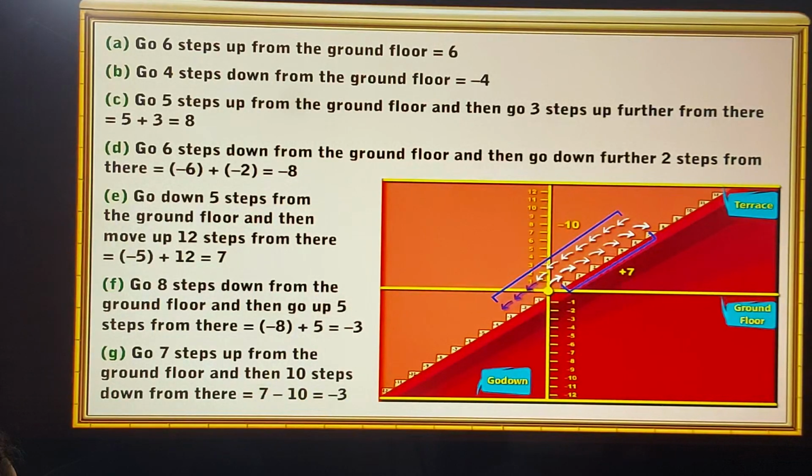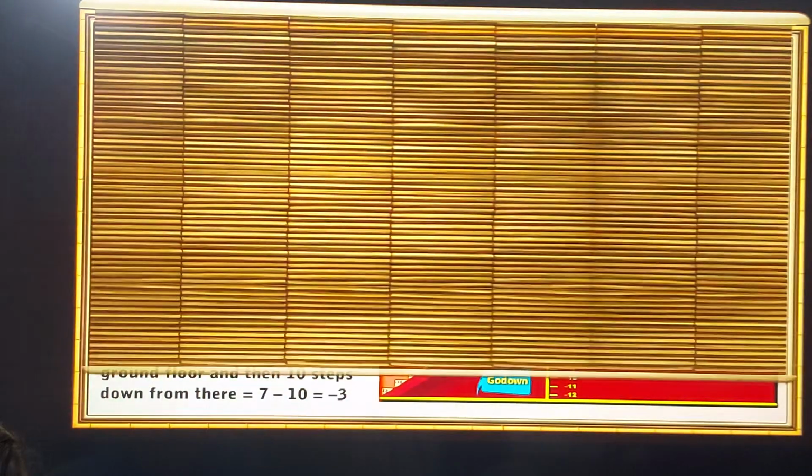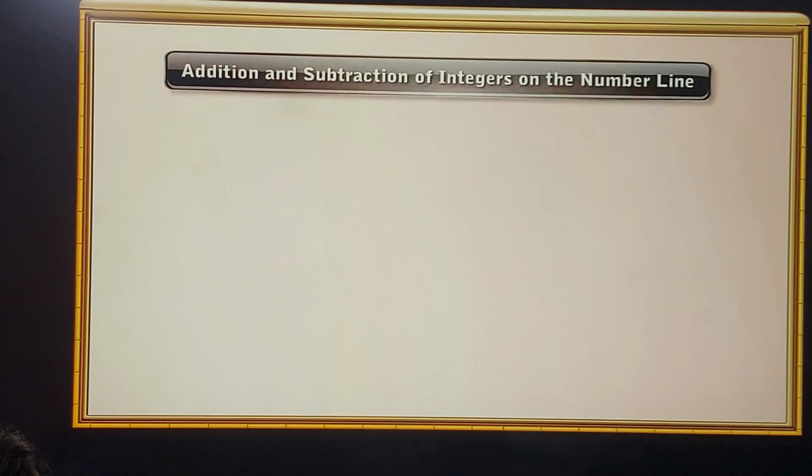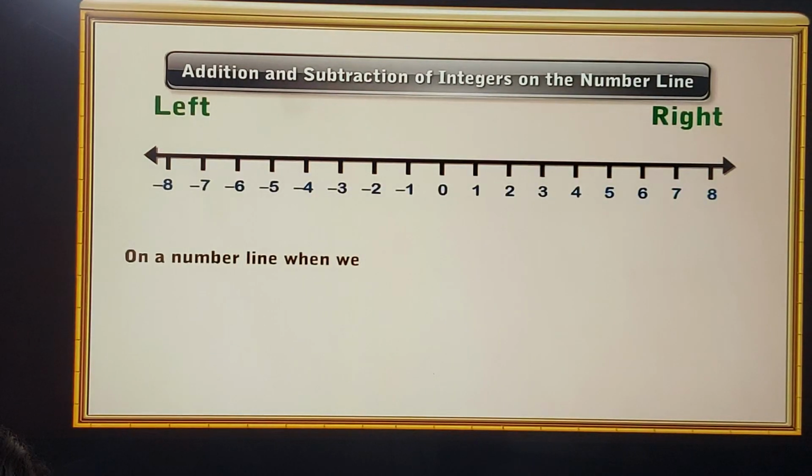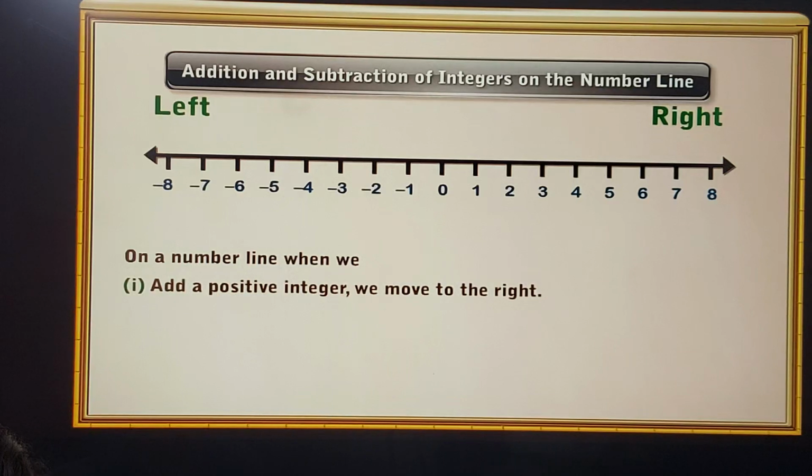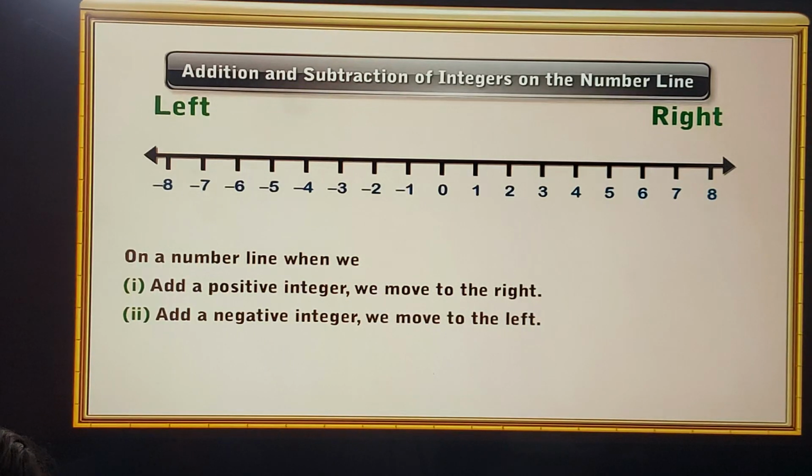The question is on this topic, which you will get in the exercise. Let us now discuss the addition and subtraction of integers on the number line. How will we do addition and subtraction on the number line? When we add a positive integer, we move to the right. Add a negative integer, we move to the left.